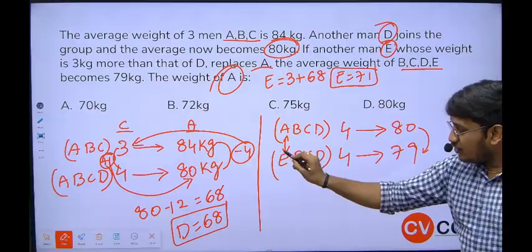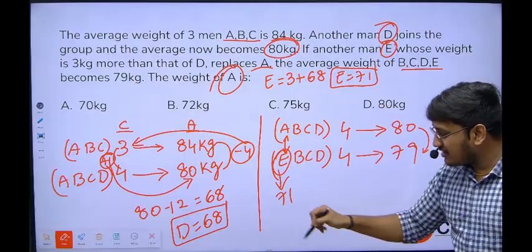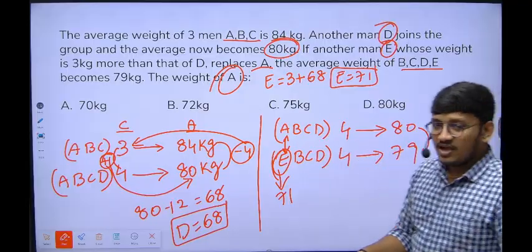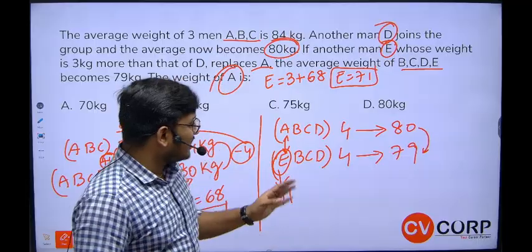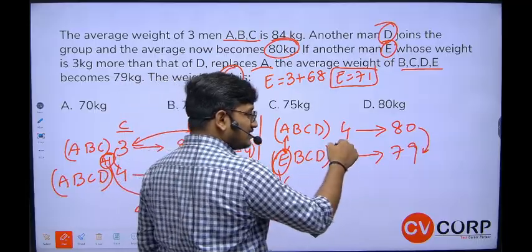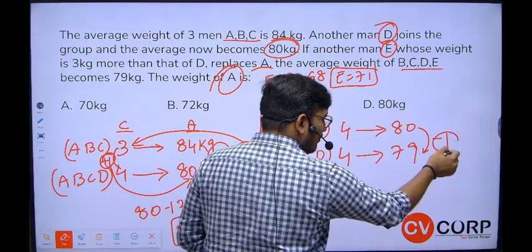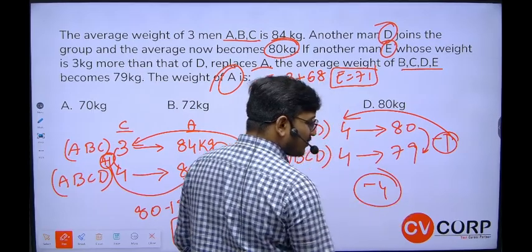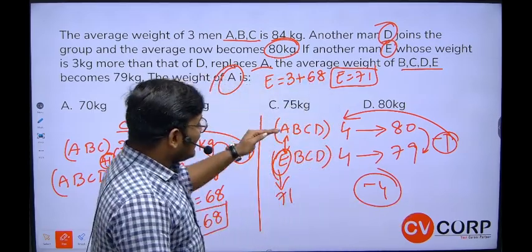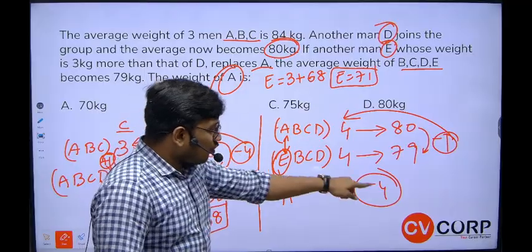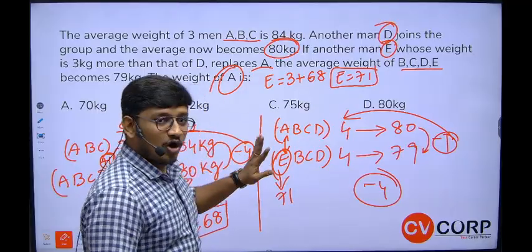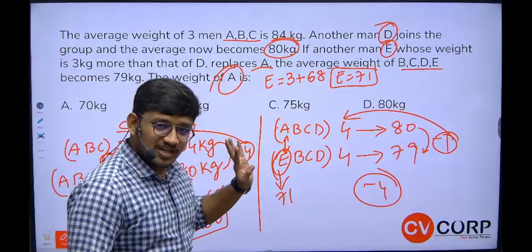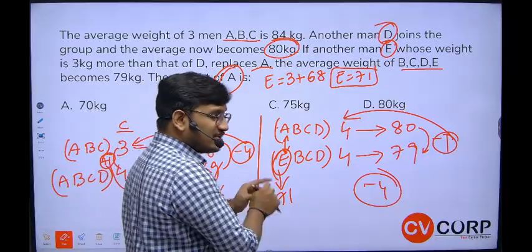Already we got to know that this person's weight is 71, and they're asking us to find A's weight. Now take the difference. How much more is A's weight than E's? The difference is 0 on this side and -1 on this side, and -1 multiplied by 4 is -4. Leave aside -4 or +4, I can clearly say that A's weight is 4 kgs more than E's, or E's weight is 4 kgs less than A's. Both are the same. Now already we got to know that E's weight is 71 kgs.